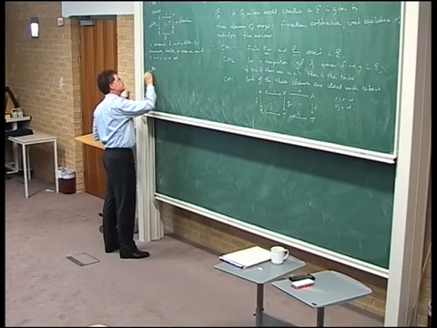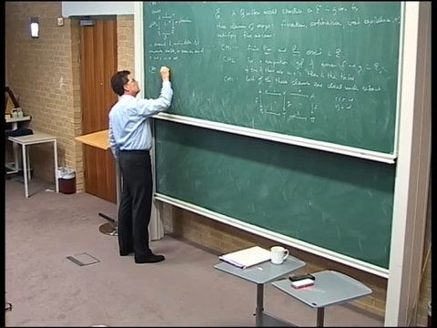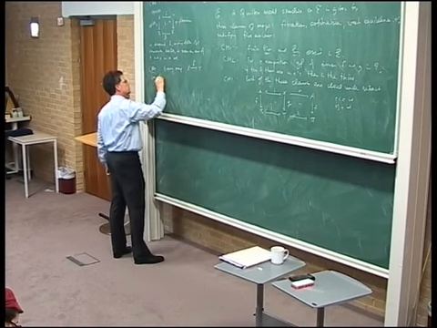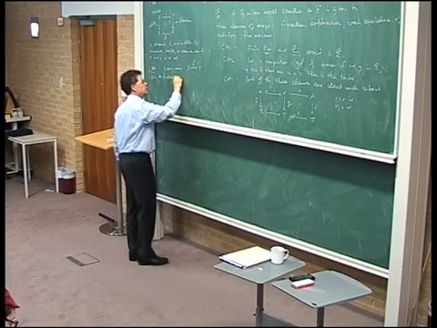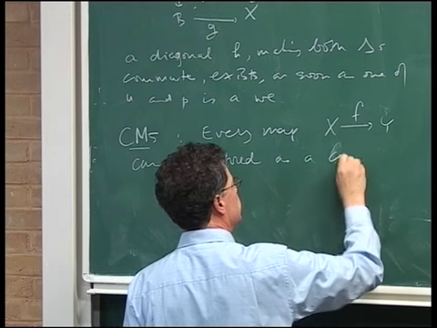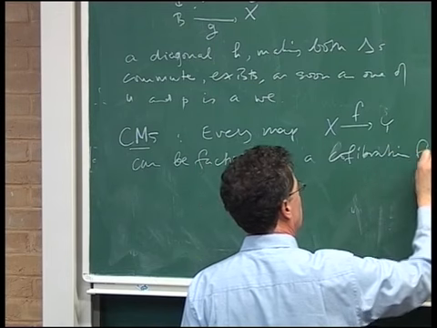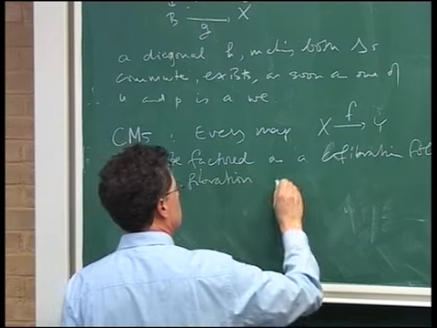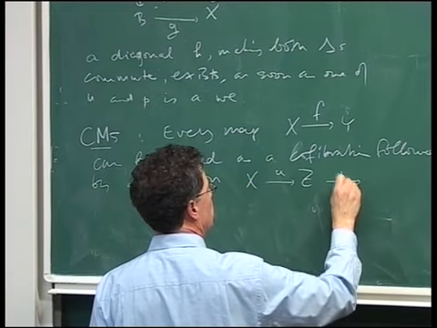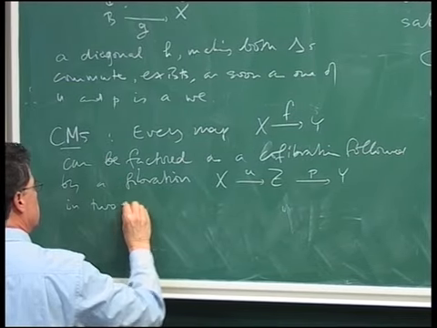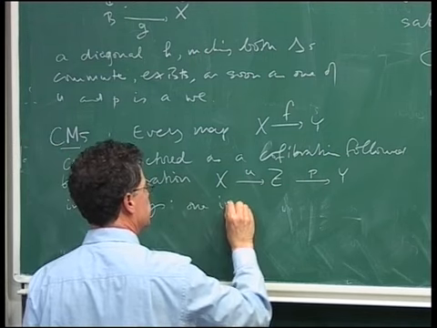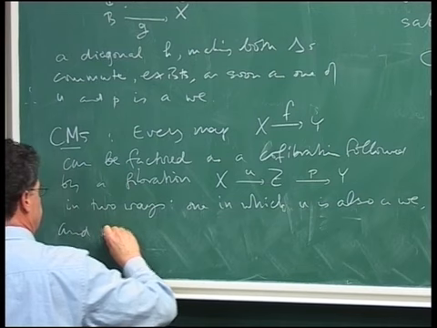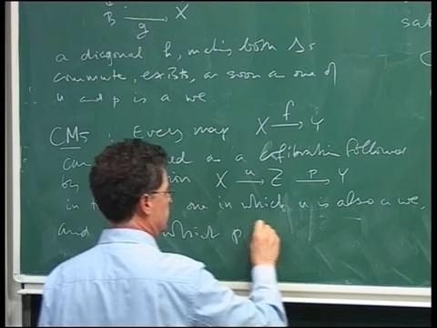Theorem 5. Every map X to Y can be factored as a cofibration followed by a fibration, so let's write it X, U, Z, P, Y, in two ways: one in which U is also a weak equivalence, and one in which P is also.